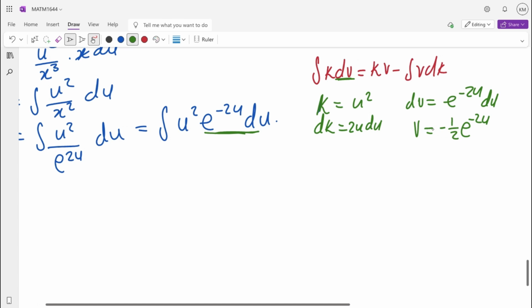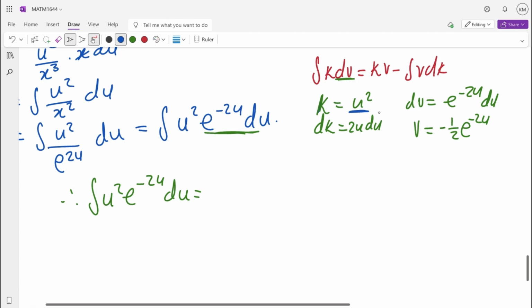Okay, so now let's plug things in. Therefore, it implies that the integral of u squared e to the minus 2u du is equal to kv. K is u squared.